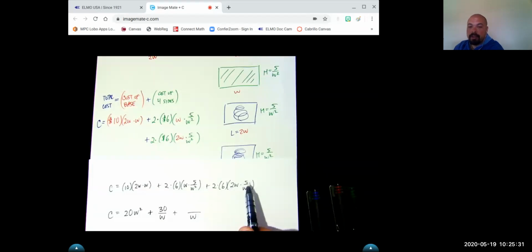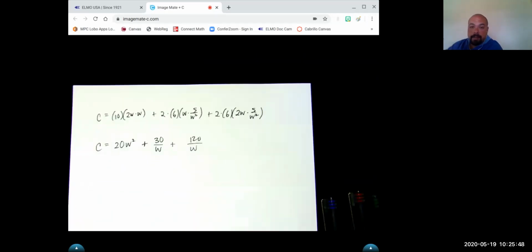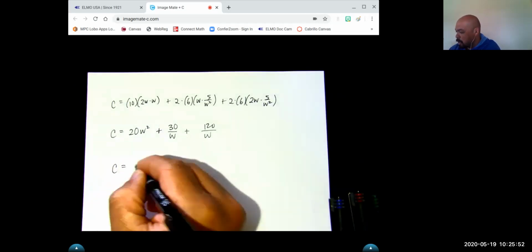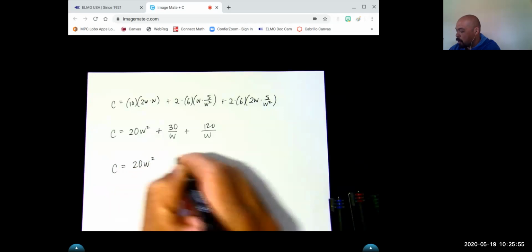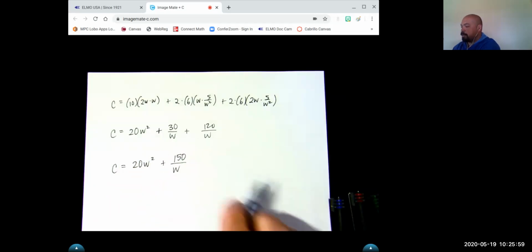24 times 5. Okay, we get 120, right? 5 times 6 is 30 times 4, 30 times 4, 120. So in total here, now I can zoom and make that a little bigger to see for everybody. There we go. That our cost, 20 times W squared, plus adding these, 180 over W.